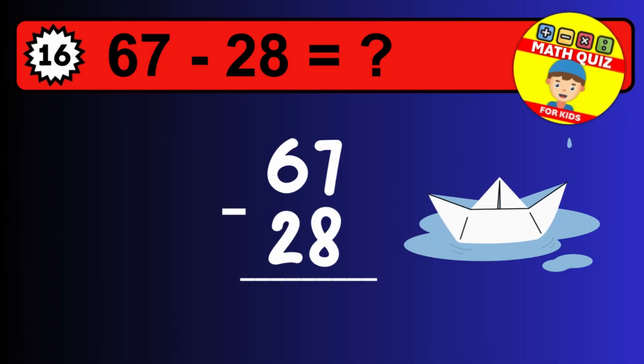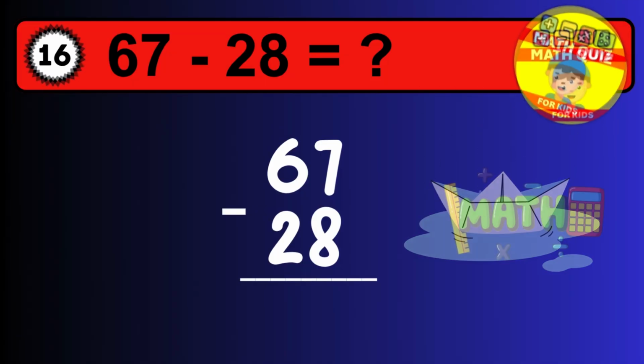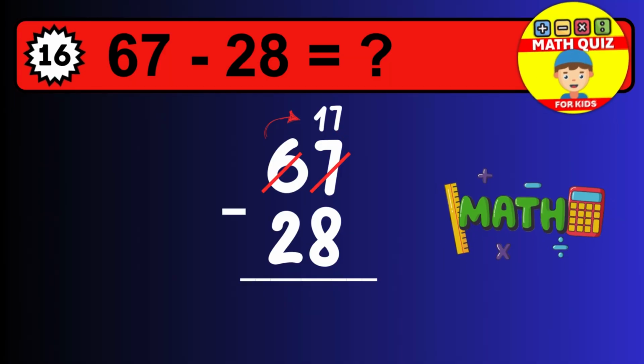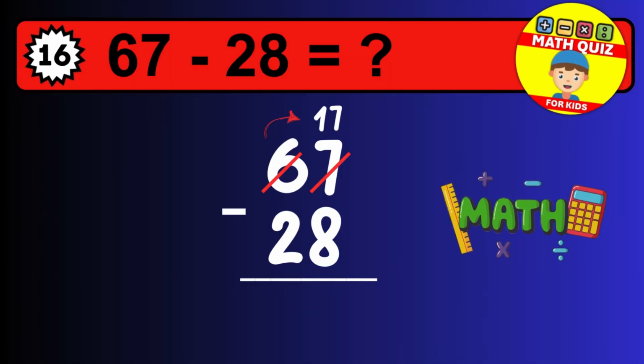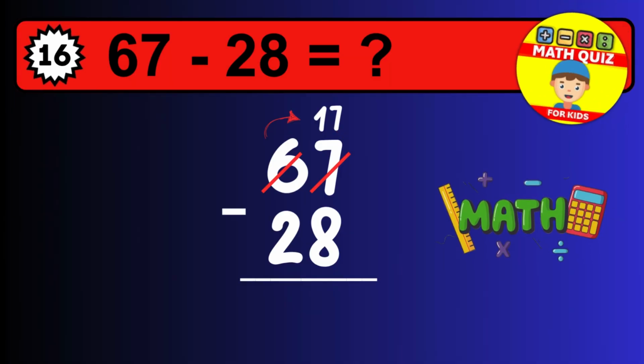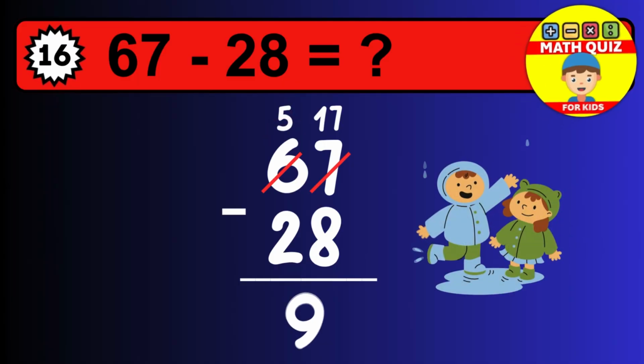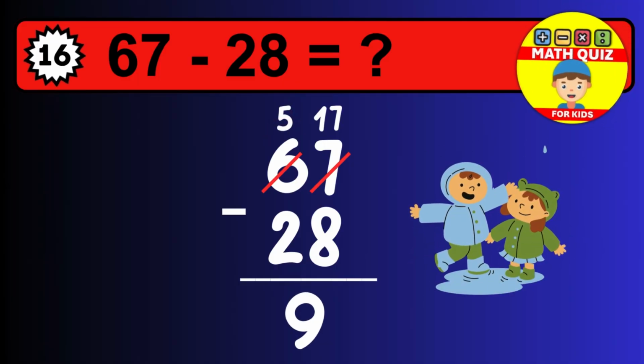Let's solve this step by step. We start with the units. 7 minus 8 is not possible, so we need to regroup. We take 1 10 from the tens column. Now we have 5 tens, and the units become 17.